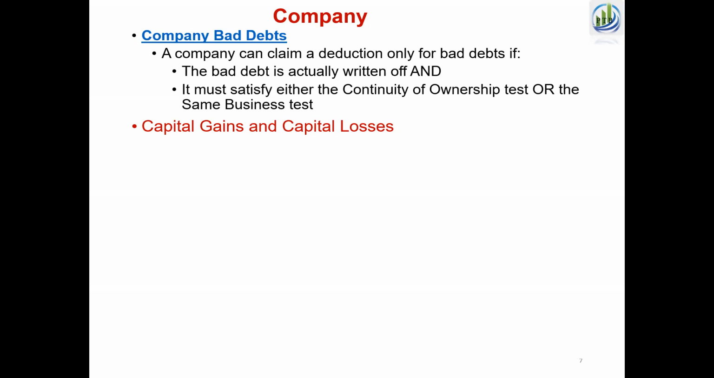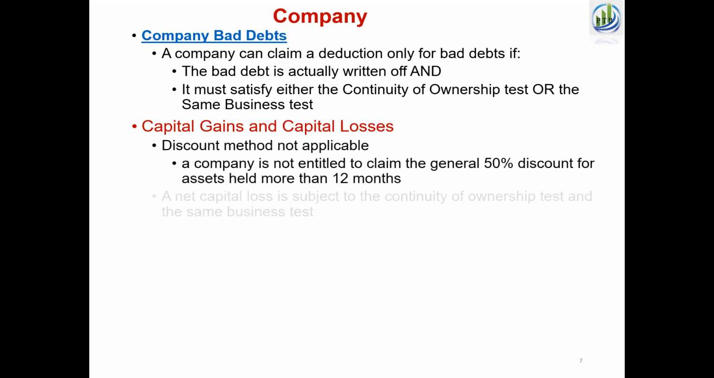So individual Australian residents get 50%, and super funds 30%. So companies are not eligible for the discount. You will not get 50% off when you calculate your net capital gain for companies. But you can use the frozen indexation method if you think that reduces your capital gain, right? So the discount method is not available for companies.